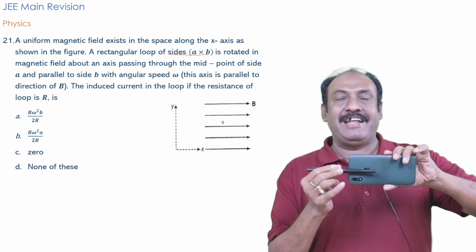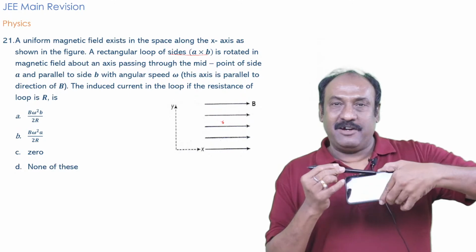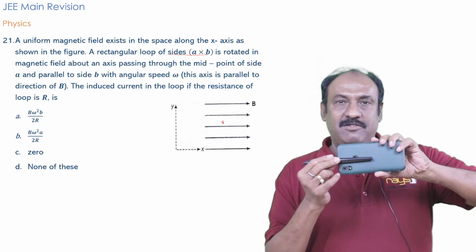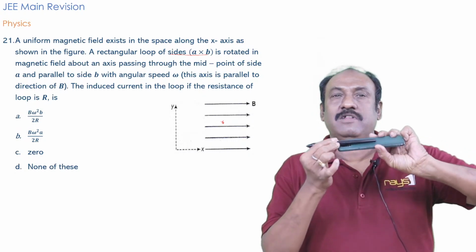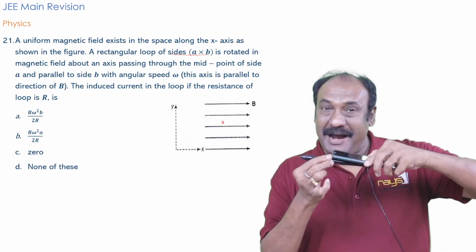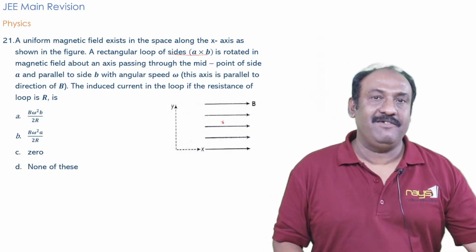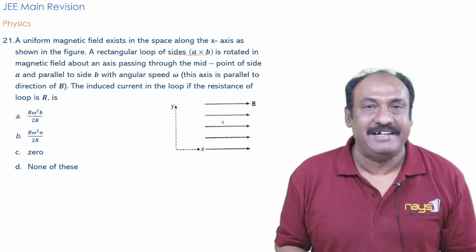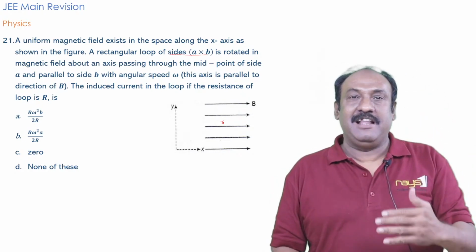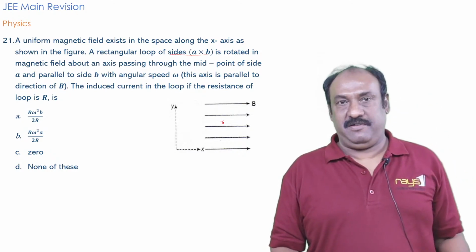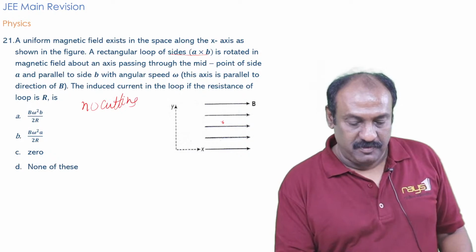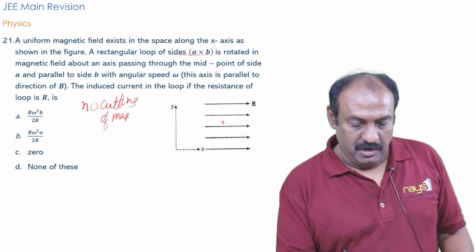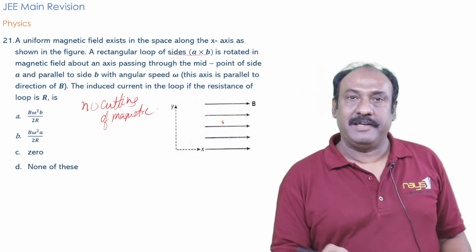No single magnetic line of force will be cut by the rotation of the edge of this small coil in this direction. So it will only pass through the magnetic lines of forces but not cut the magnetic lines of forces. Whenever there is a cutting of magnetic lines of forces during the rotation of the coil, then only an EMF is induced. So in this case, there is no cutting of magnetic lines of forces according to the given direction, given rotation.